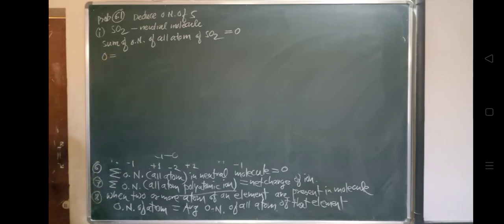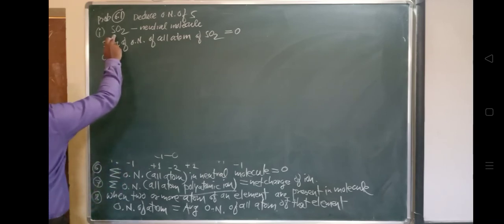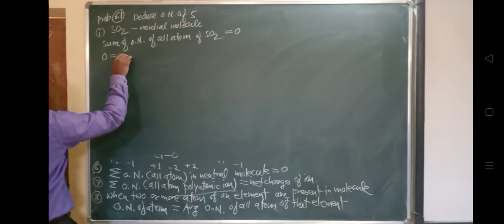Now if we add the oxidation number of sulfur and the oxidation number of oxygen, we will get the oxidation number of sulfur.